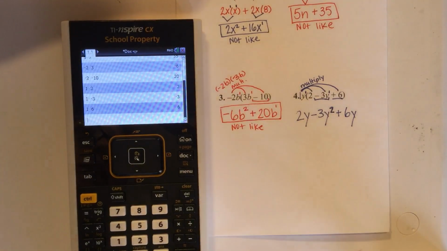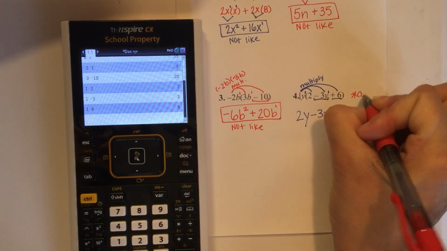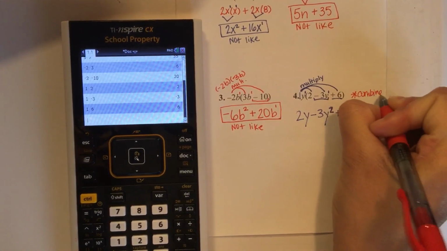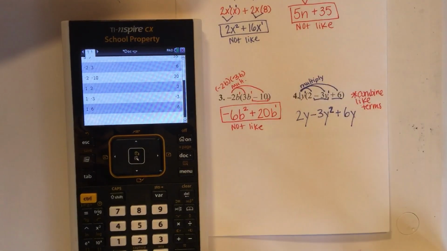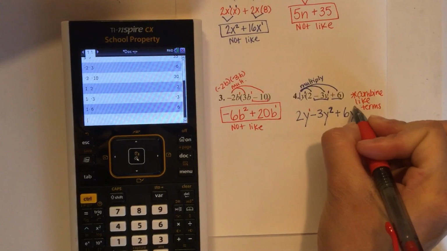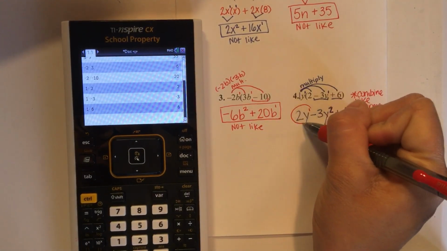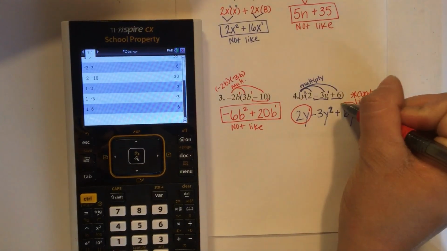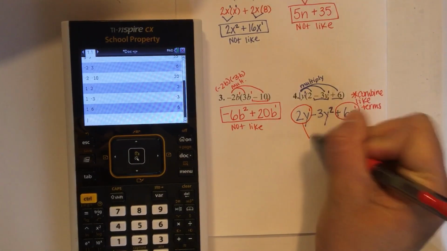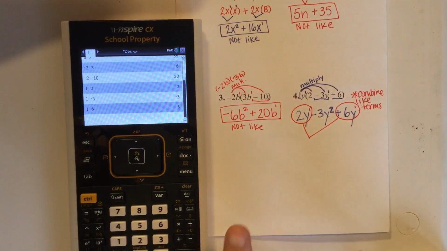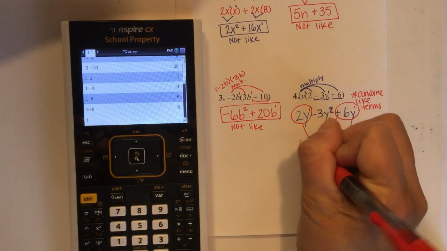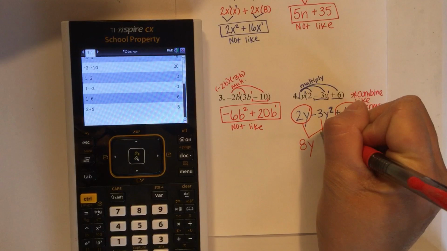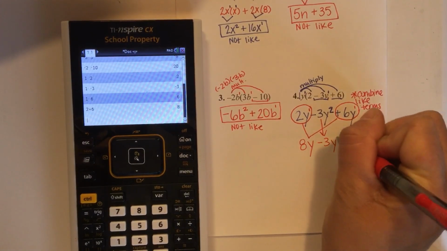Here, you're not done. You have to combine like terms. There's like terms here. Y to the first power: 2y plus 6y, you can combine together. So you're not multiplying, you're saying 2 plus 6, 8. So 8y, and then you just drop down the minus 3y squared.